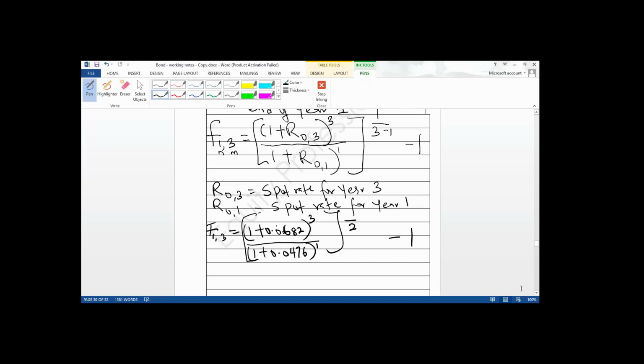Please, let us apply the class. 1 plus 0.0682, close my bracket, raised to power 3, divided by bracket 1 plus 0.0476 raised to power 1. That will give you 1.163444.